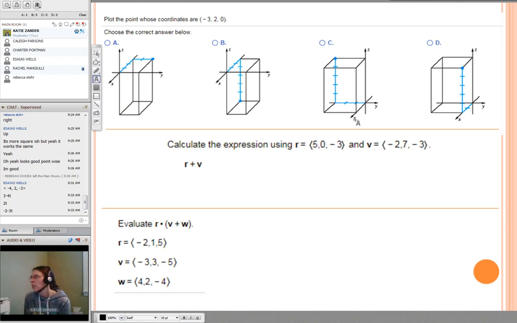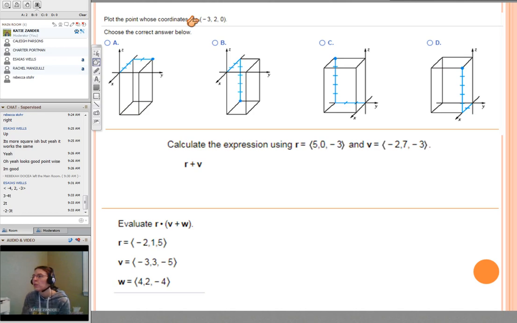It says choose the correct answer below. It says plot the point whose coordinates are -3, 2, 0. So which one has the best graph here for this point? Is it the point right here in choice A? Is it the point down here in choice B? Is it the point out here in choice C? Or right here in choice D? So which one of those represents the point -3, 2, 0?